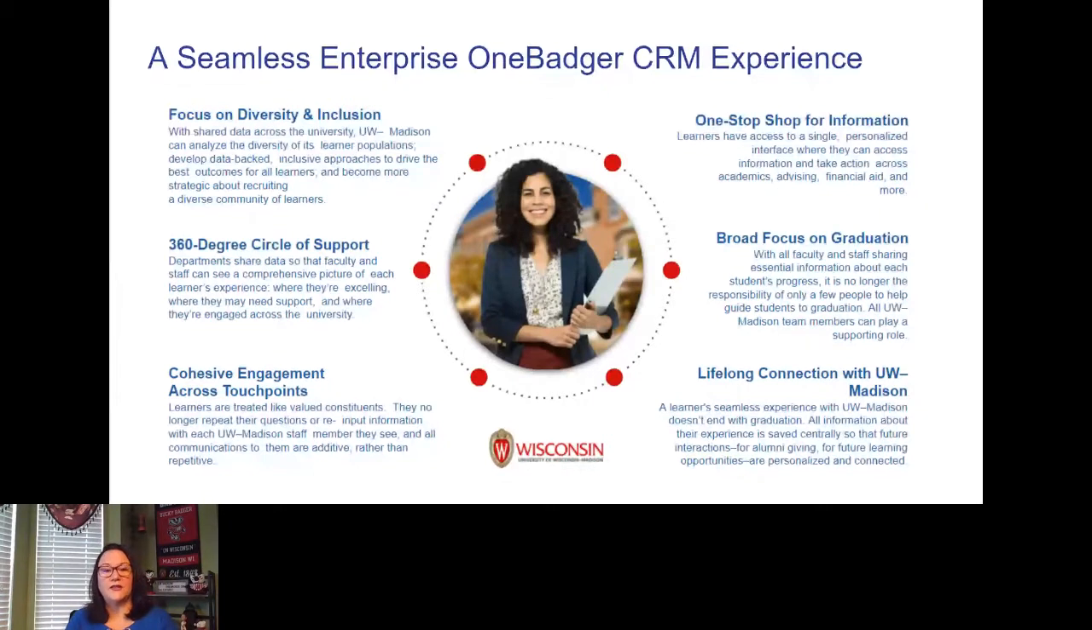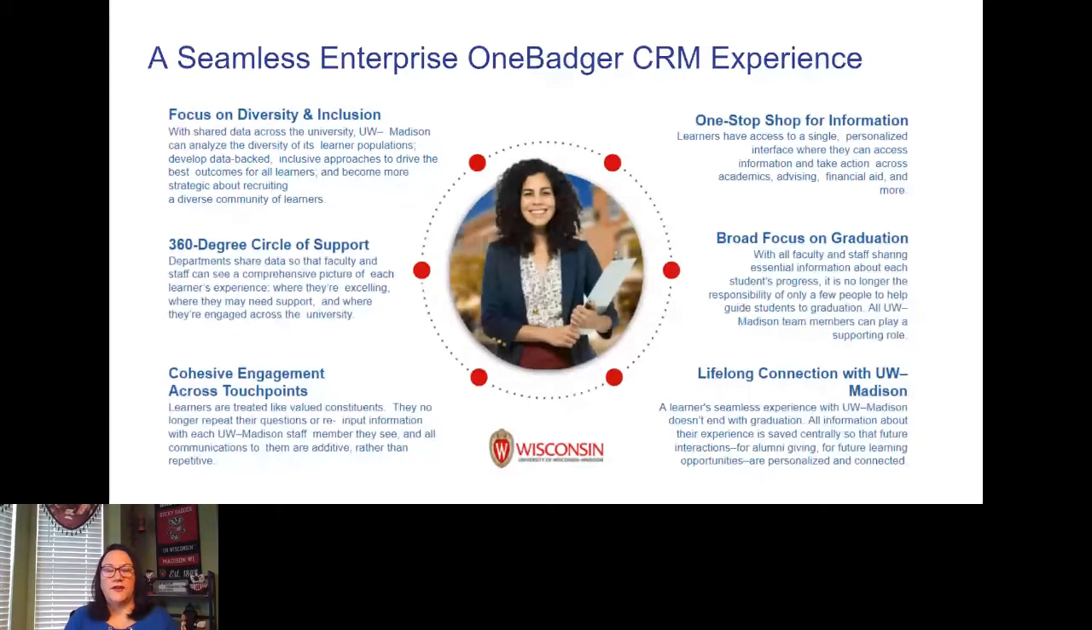But it goes beyond learners too. We want to have that lifelong connection with all of the UW-Madison constituents. So these may be the people who are going to school at UW-Madison, but also those folks in the community and the businesses that we collaborate with. So we really want to be able to meet all of those constituent needs with our OneBadger CRM.